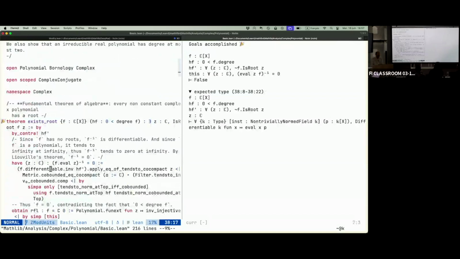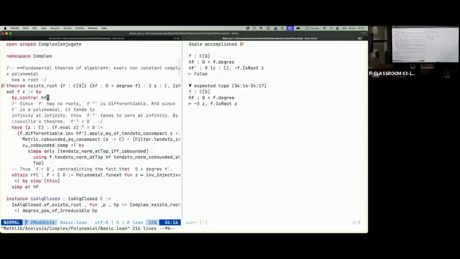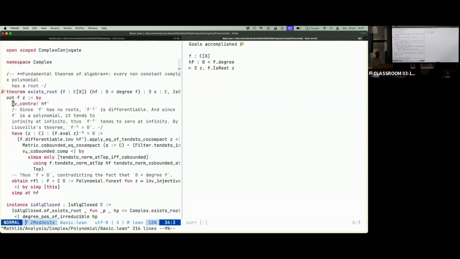So the proof you see is a little bit short. It's by contradiction. You want to show that if we have a polynomial of strictly positive degree, then it has a root. So assume it does not. Then we'll apply Liouville. So we need to prove that there is a point where the inverse is 0.